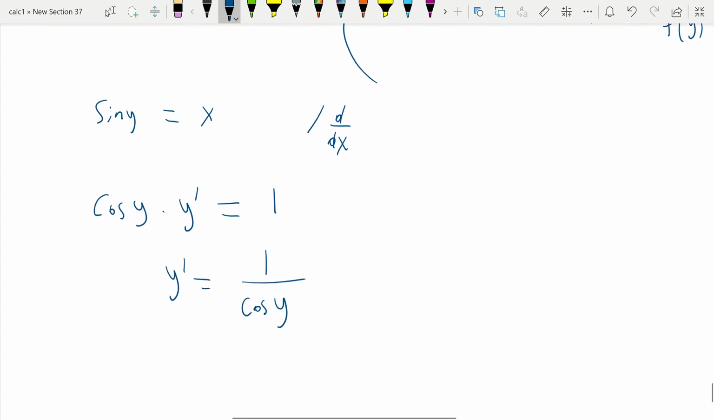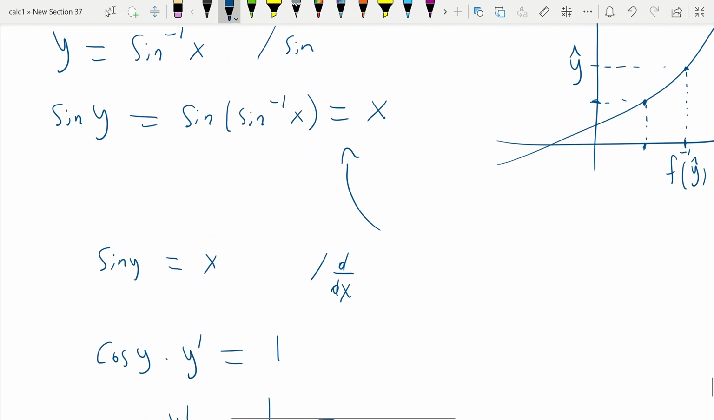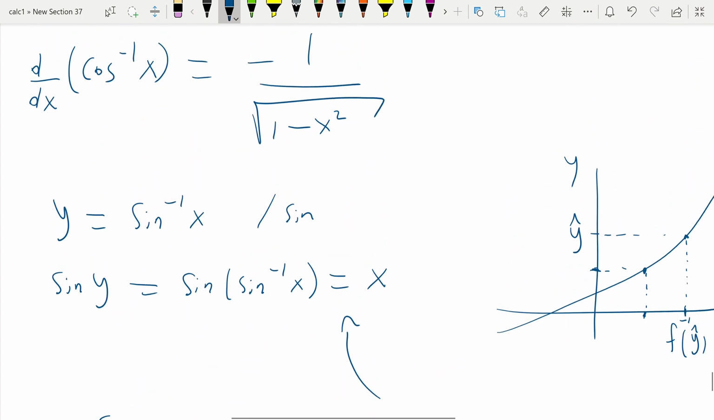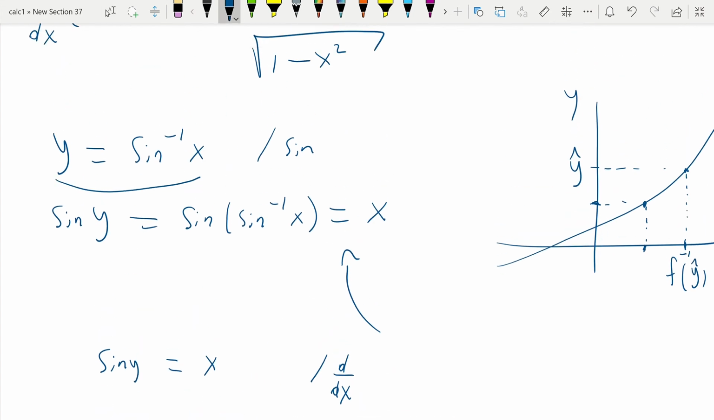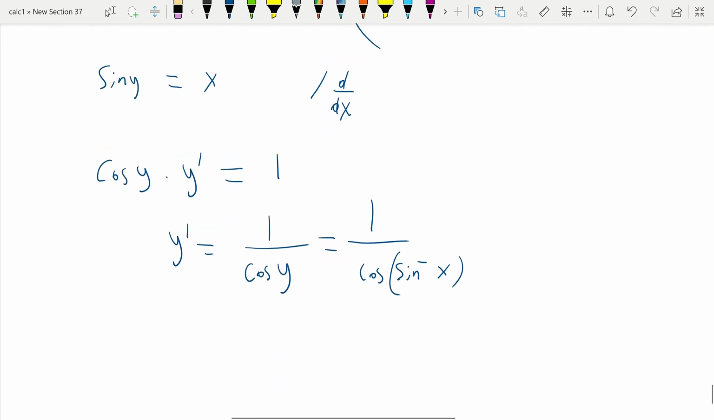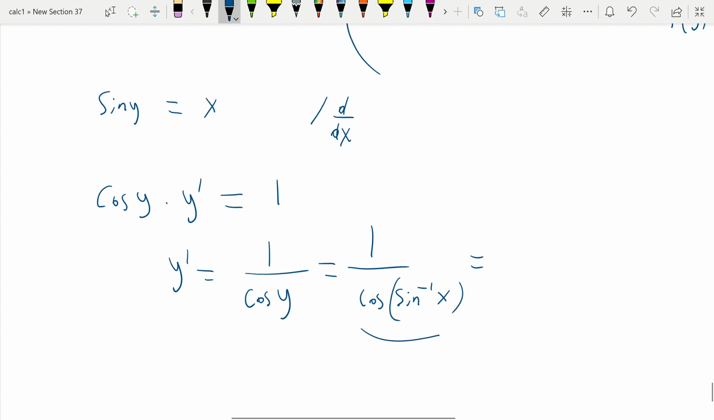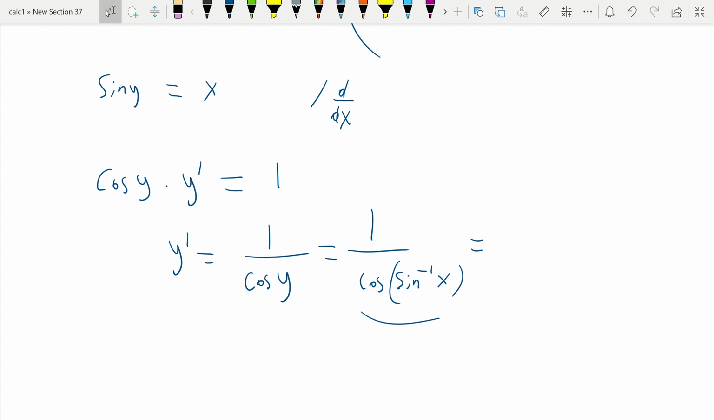Okay, but we want everything in terms of x. So what was y? y was arcsine of x. So cosine of arcsine of x. Here there's nothing you can do directly, because this is cosine evaluated at an arcsine of x. If we had a sine, then we would be done.